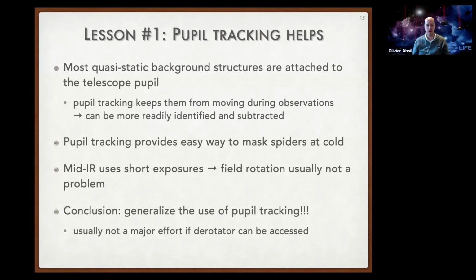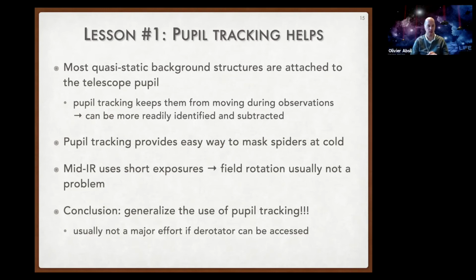Another advantage is that pupil tracking, because it stabilizes the pupil, allows you to easily mask the spiders, which is usually not done. If you track the field, you cannot mask the spider, because then you would need a rotating mask, which is usually not the case for the instrument. In this configuration, you can remove more efficiently the thermal emission from the telescope structure itself. Also, because mid-infrared observations use short exposures, the field rotation is usually not a problem, because the exposures are short enough for the field not to move too much and lead to smearing.